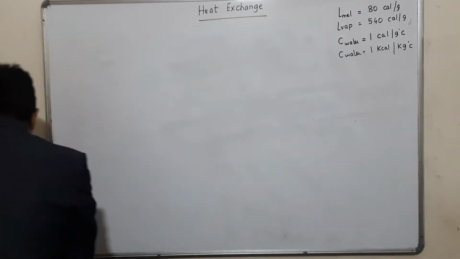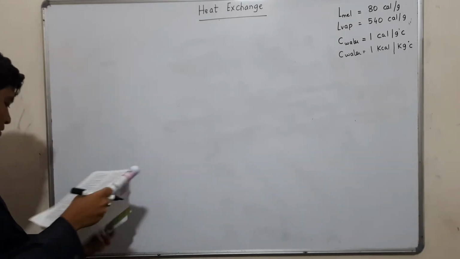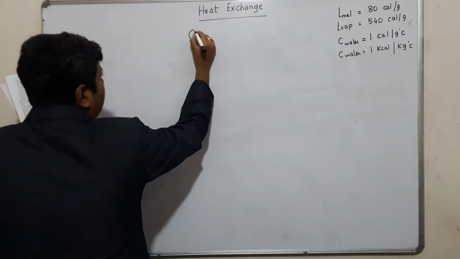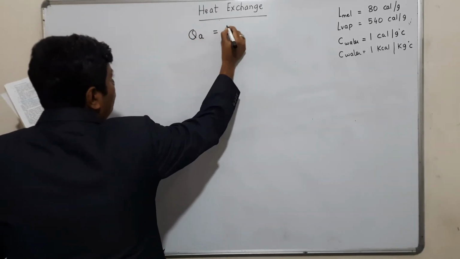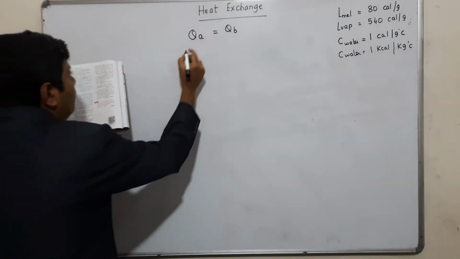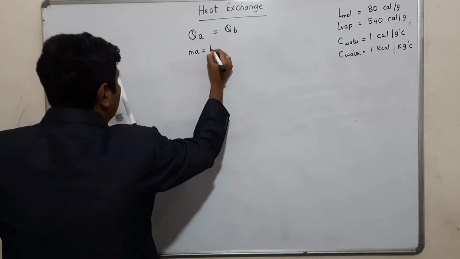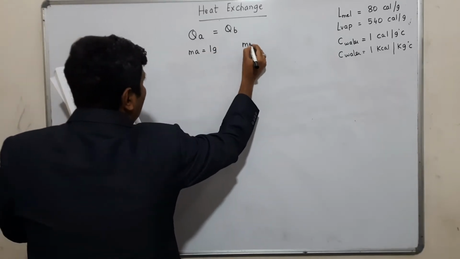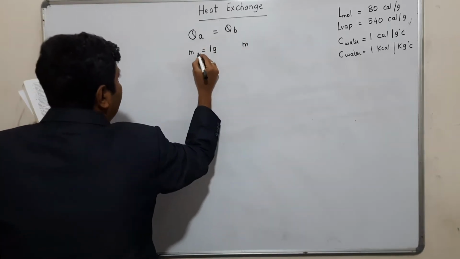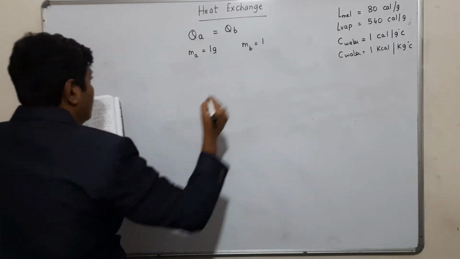Let us look at the first sum. What is given? Equal heat is given to two objects A and B. That means QA is equal to QB. Equal heat is given. Of mass, what is MA? MA is equal to 1 gram, and MB is also equal to 1 gram. Mass of body A is 1 gram, mass of body B is also 1 gram.